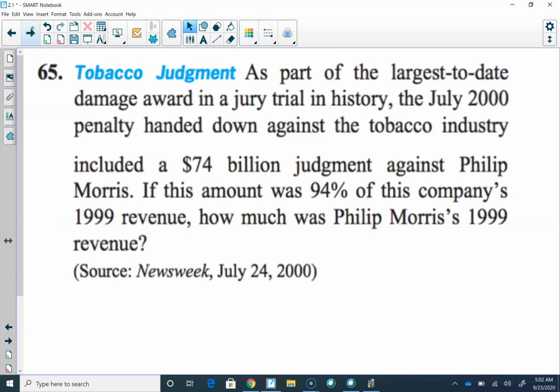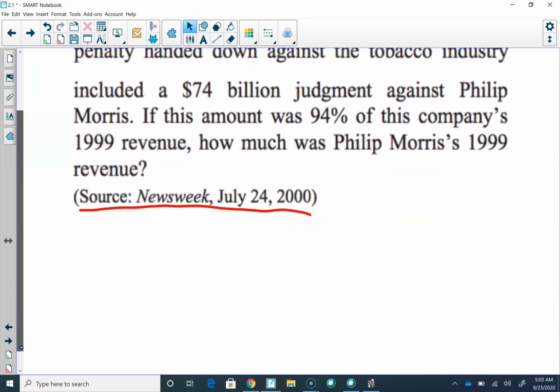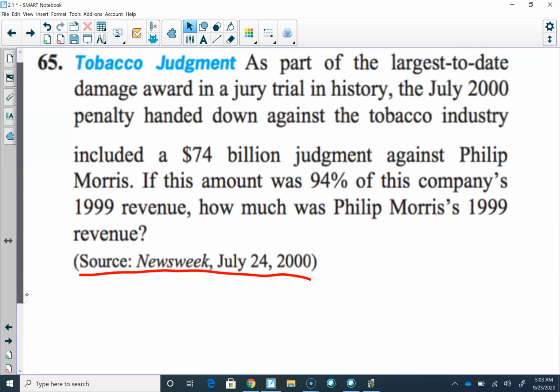Let's take a look at 65. Tobacco judgment as part of the largest to date damage award in a jury trial in history. In the July 2000 penalty handed down against the tobacco industry included a $74,000 billion judgment against Philip Morris. If this amount was 94% of the company's 1999 revenue, how much was Philip Morris's 1999 revenue? And this comes from all the data that I'm giving you. All these story problems are all real. None of them are just made up. So they're all given. That's why they source it.